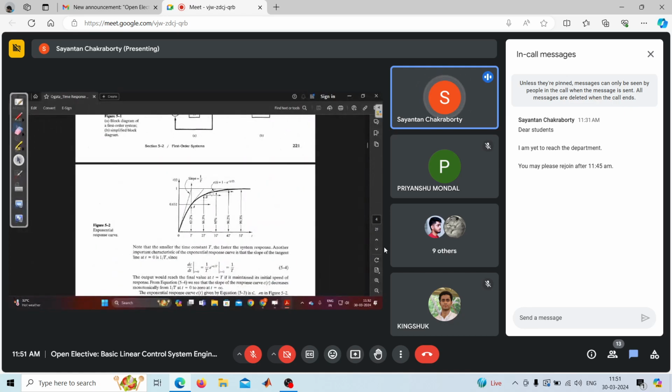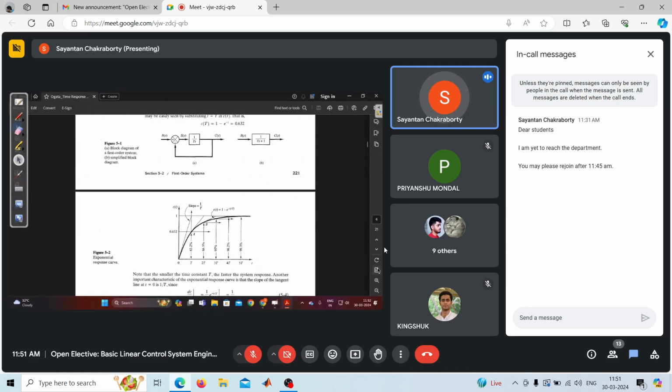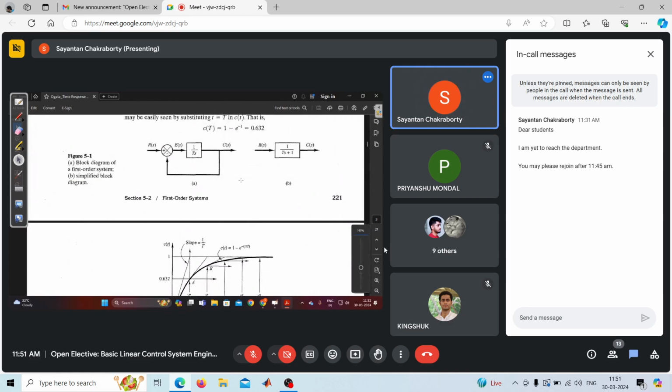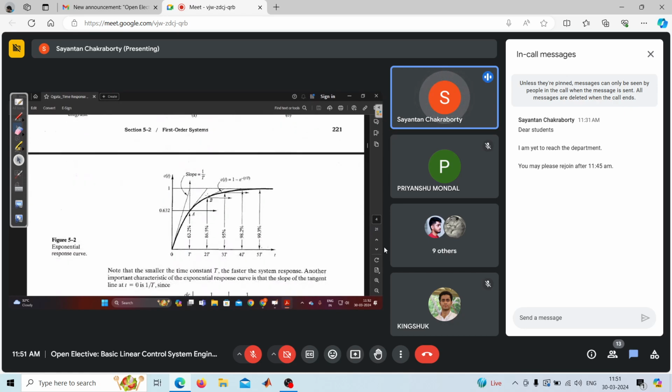And step response was like this. This is the first order system that we considered, 1 by Ts plus 1, which can be recast as a unity negative feedback system with a forward path transfer function 1 by Ts. And the response we got was an exponential function, c(t) = 1 minus e to the power minus t by tau.